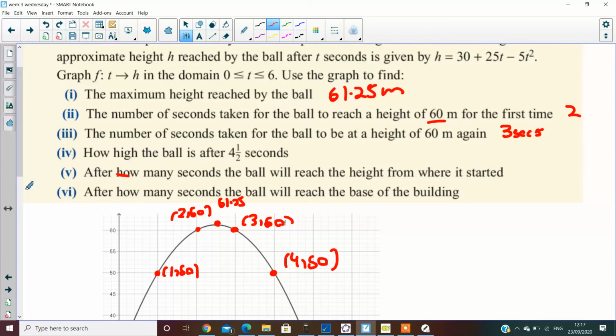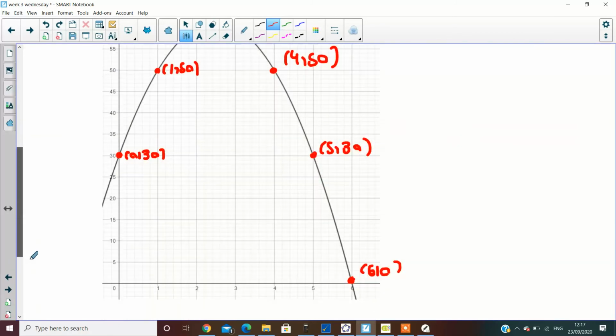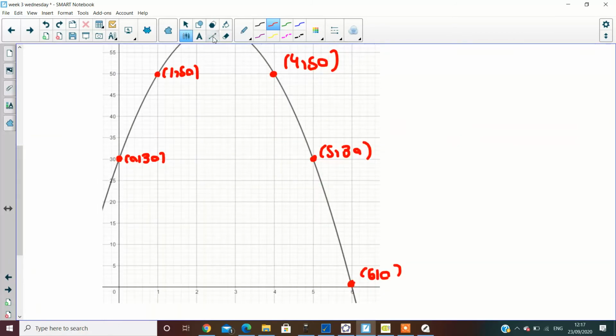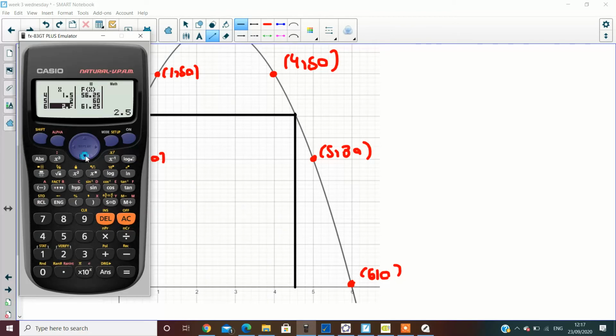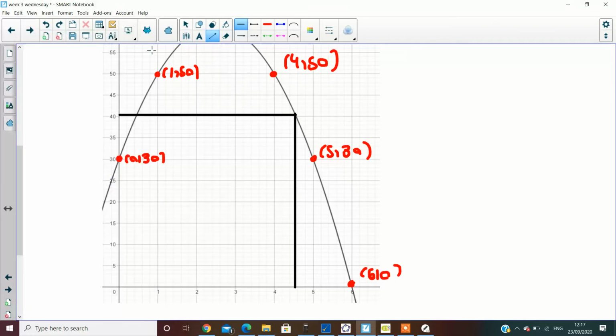What's the height of the ball after 4.5 seconds? Where do I need to go to? Halfway between 4 and 5, and I go up. So halfway between 4 and 5? Around 41-ish, is it? I'd say we have the answer in our calculator, do we? Look, you can actually cheat this. Ah, brilliant, 41.25. Super calculator to the rescue again. So that should be 41.25 meters. Is that okay?